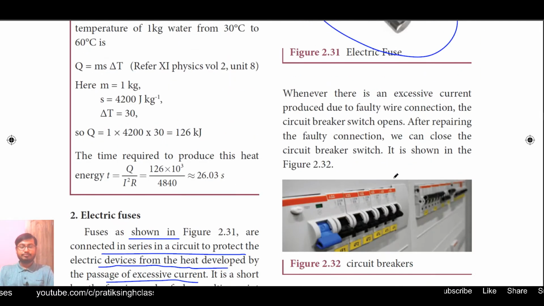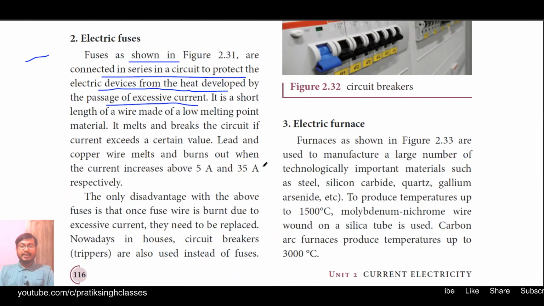Okay, fine. It is a short length of wire made of low melting point material. Okay, a wire which is of low melting point and high resistance is used as the fuse wire. It melts and breaks the circuit if current exceeds a certain value. Means if, suppose, up to some certain value, then current will pass through that wire, it will become hot.